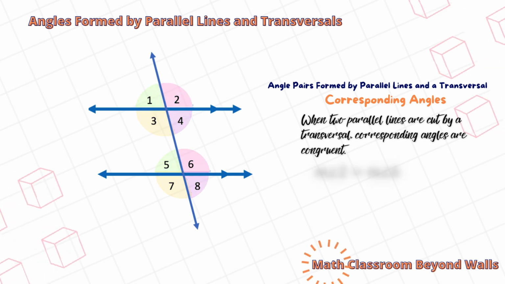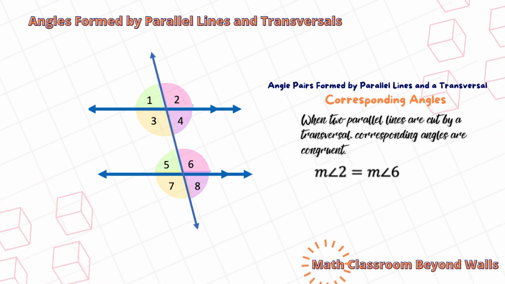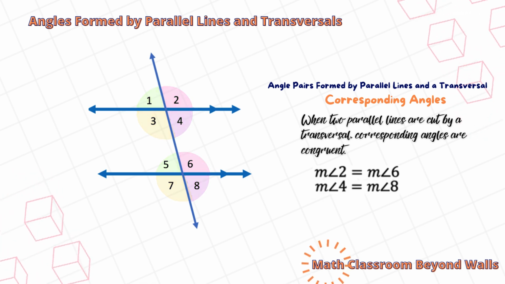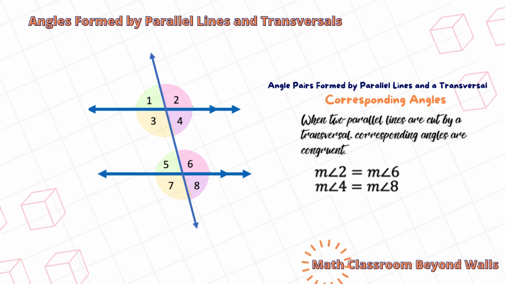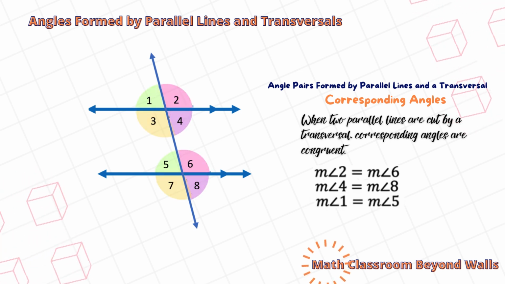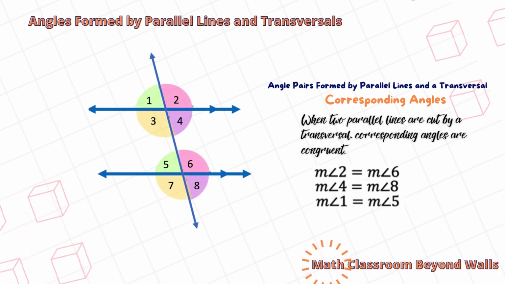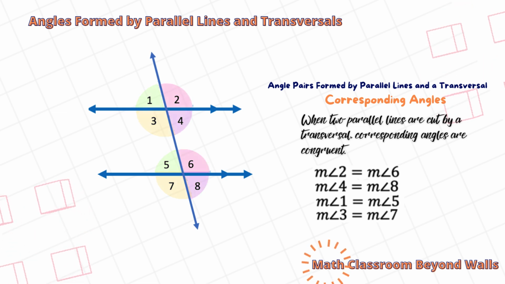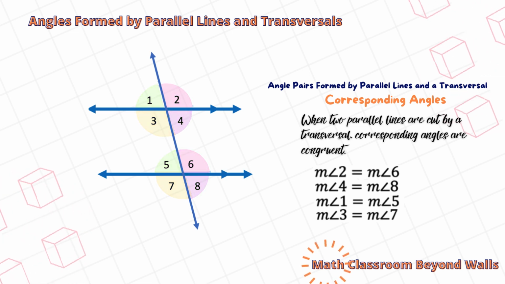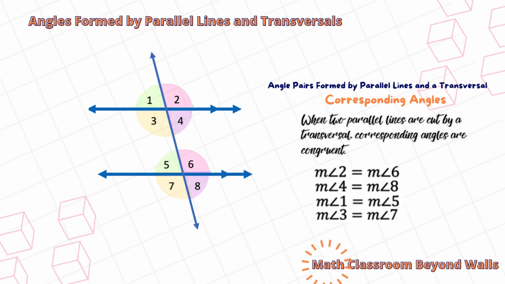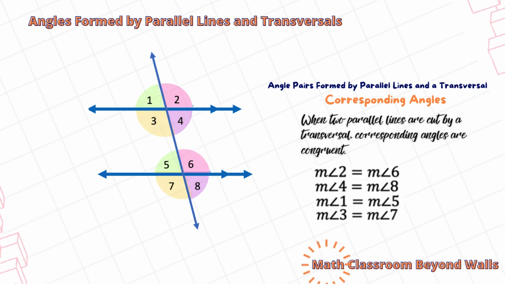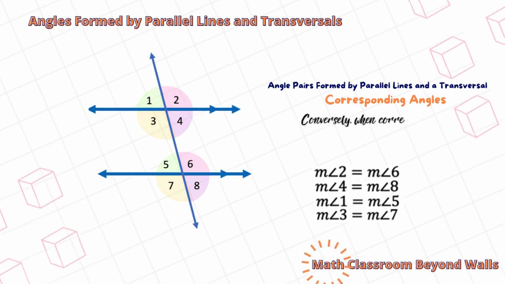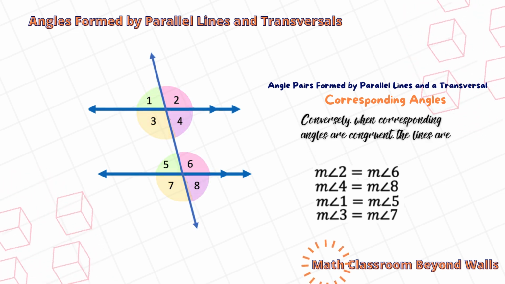The measure of angle 2 is equal to the measure of angle 6. The measure of angle 4 is equal to the measure of angle 8. The measure of angle 1 is equal to the measure of angle 5. And the measure of angle 3 is equal to the measure of angle 7. In the same manner, the converse of this relationship can be used to prove that the lines are parallel, because when corresponding angles are congruent, the lines are parallel.